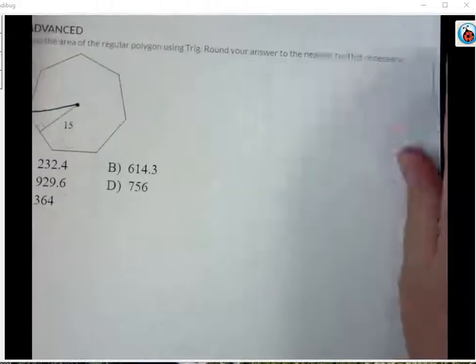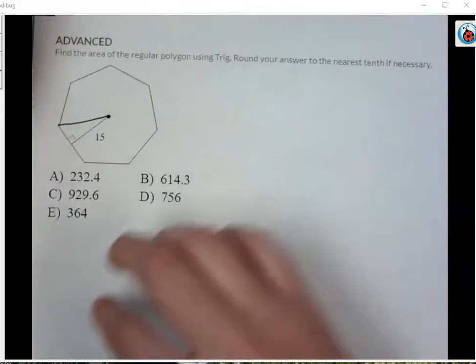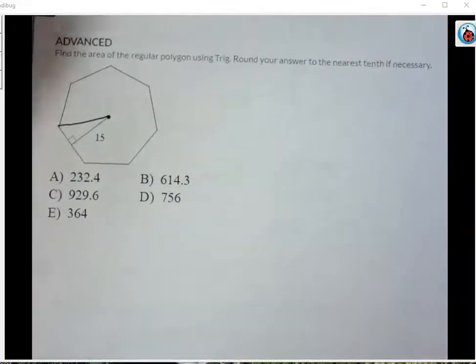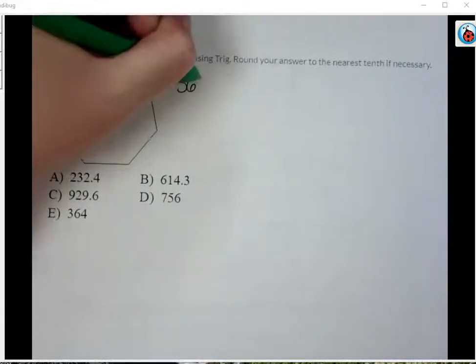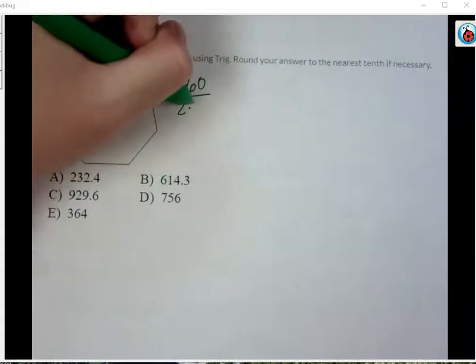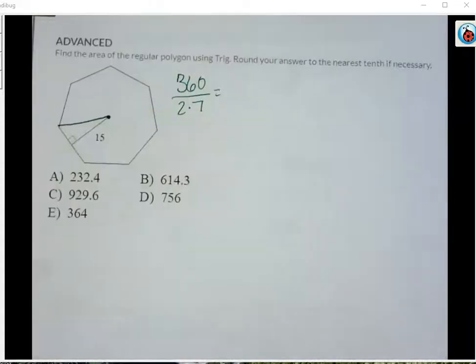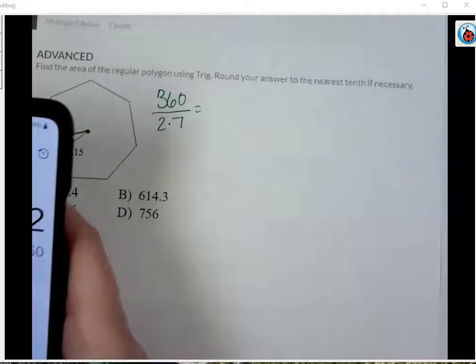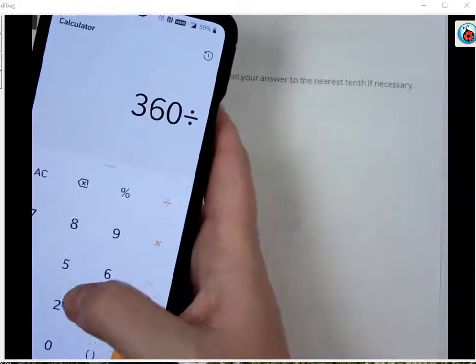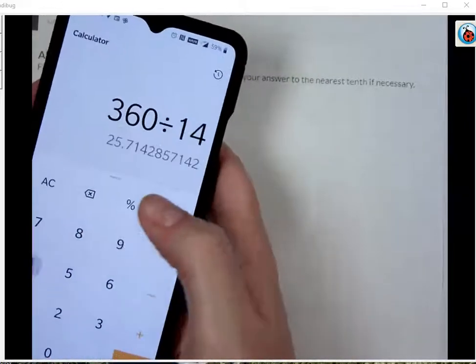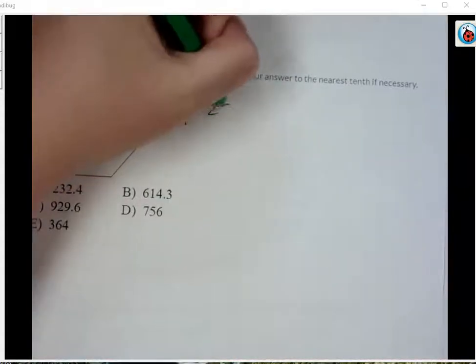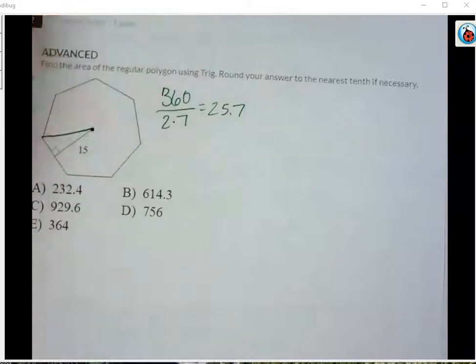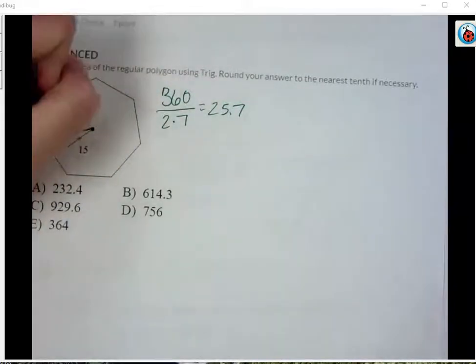But here, we have a heptagon, which has 7 sides. 1, 2, 3, 4, 5, 6, 7. So we have to do the 360 divided by 2 times 7. So it's going to be an ugly little number. 360 divided by 14. There we go. 25.7 is our number in here. 25.7.